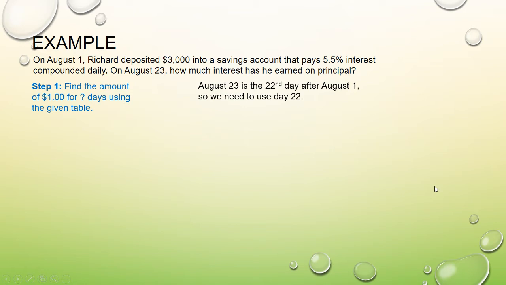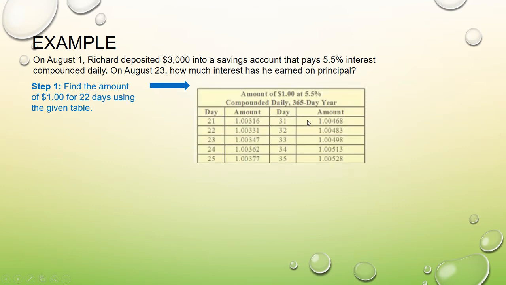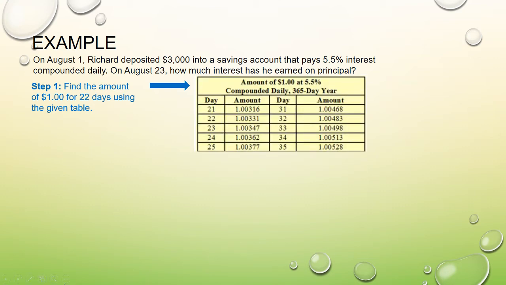Remember, the 23rd does not necessarily mean the 23rd day because it started off as August 1st. If you count, you'll see that there are only 22 days in between. So 22 days, all right? Let's take a look at the table. This is the table. Keep in mind that it is compounded daily, so if the question says something else, make sure you are checking the right table. Anyway, we're looking for 22 days.